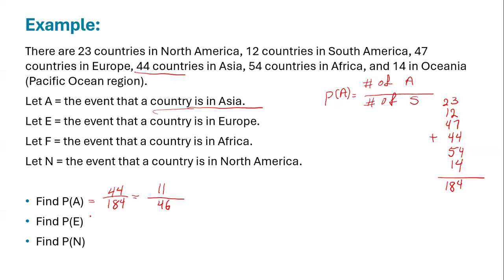To find the probability of E, the probability that the country is in Europe, I need the number of countries in Europe, which is 47, divided by the sample space, 184. So 47 over 184. I don't think we can simplify this one. And the probability of N is the number of outcomes in event N, which means the number of countries in North America. In North America, we have 23 countries. So the answer is 23 over 184.